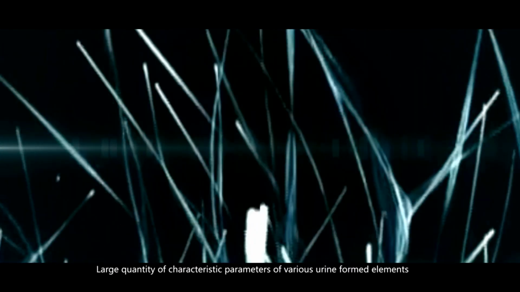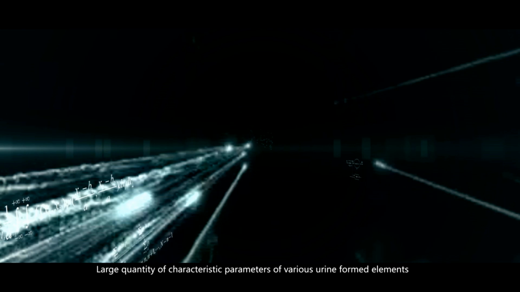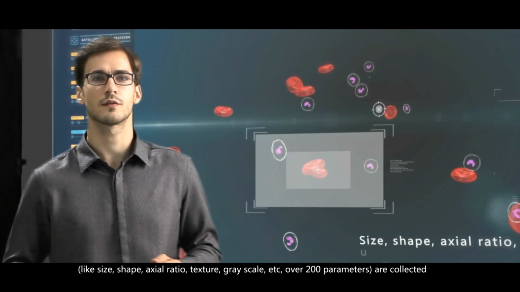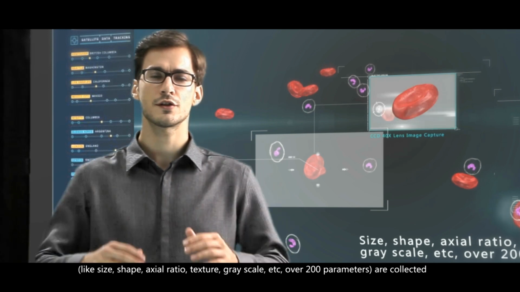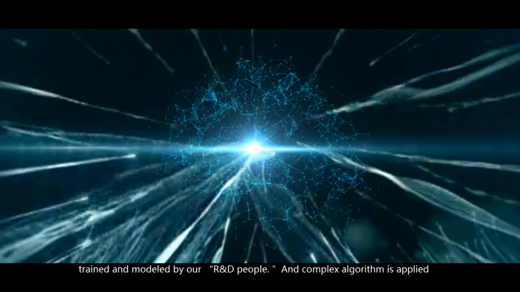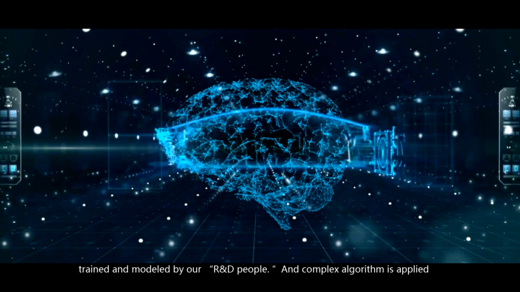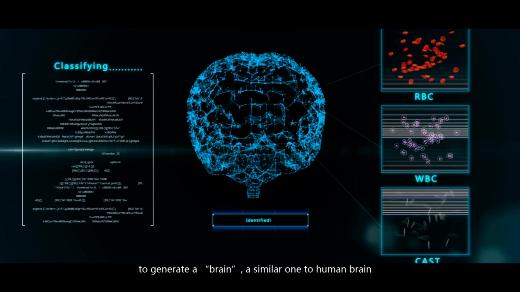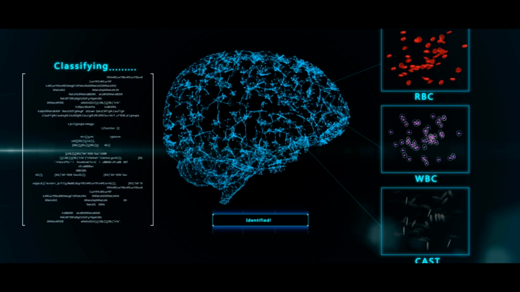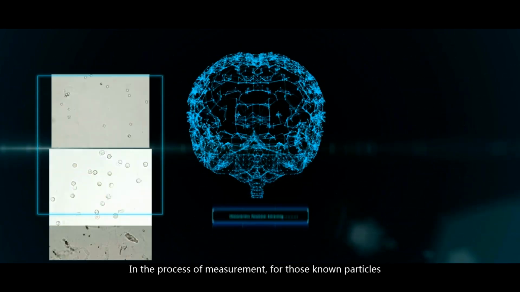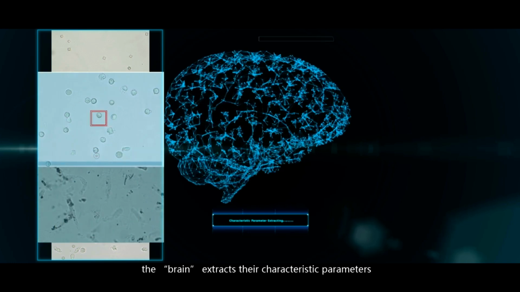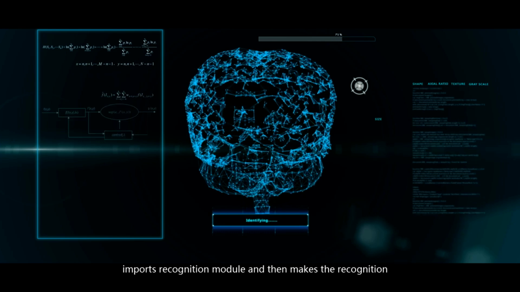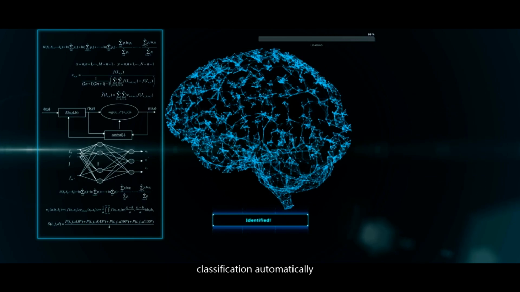Large quantity of characteristic parameters of various urine-formed elements like size, shape, axial ratio, texture, grayscale, etc. Over 200 parameters are collected, trained, and modeled by our R&D people, and a complex algorithm is applied to generate a brain, a similar one to the human brain. In the process of measurement, for those known particles, the brain extracts their characteristic parameters, imports the recognition module, and then makes the recognition and classification automatically.